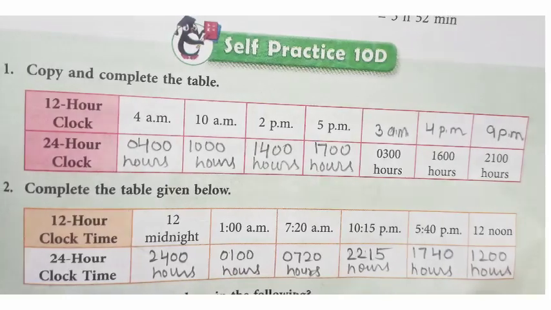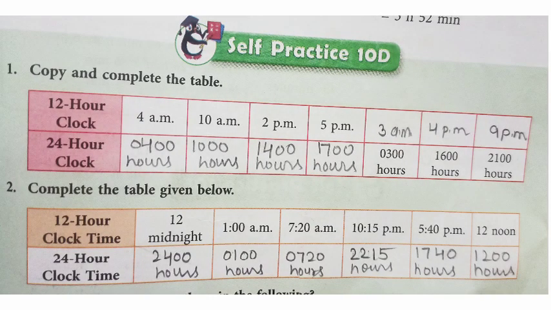Now let's get started with self practice 10D. In self practice 10D, question number 1, you have to complete the table. Some timings are given to us for the 12-hour clock and some have to be changed to the 24-hour clock. So the first is 4 a.m., and we know that whenever it is a.m.